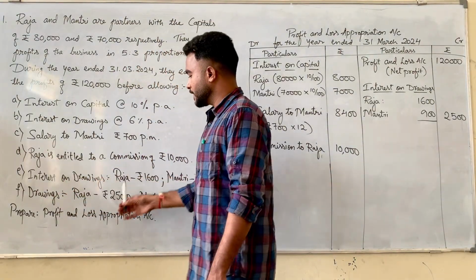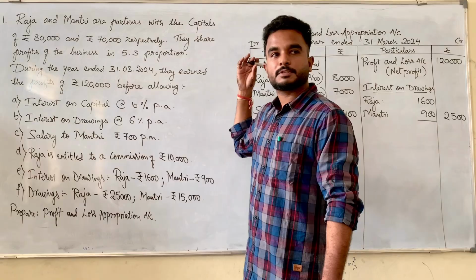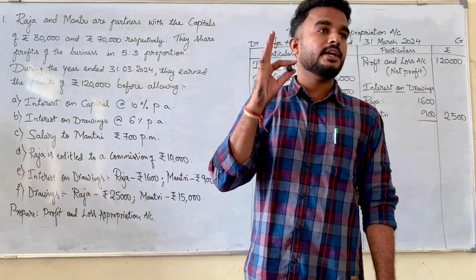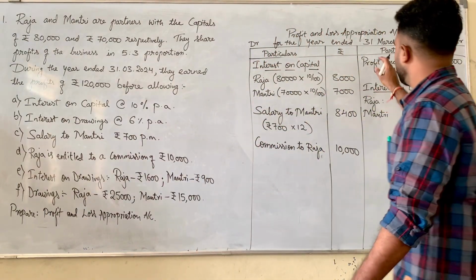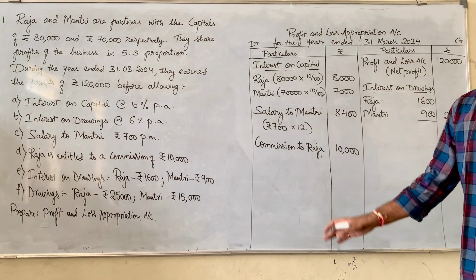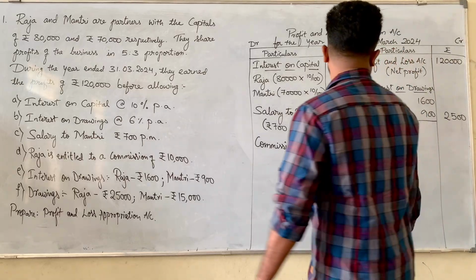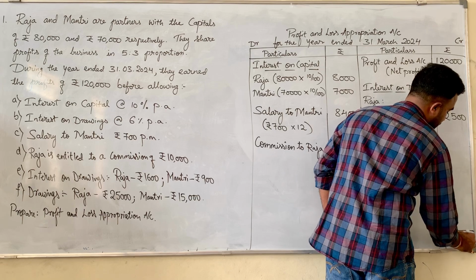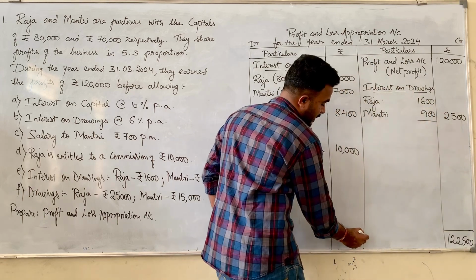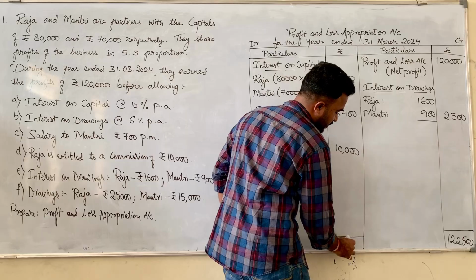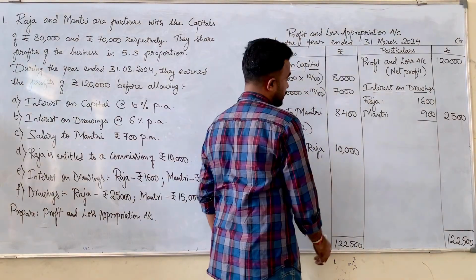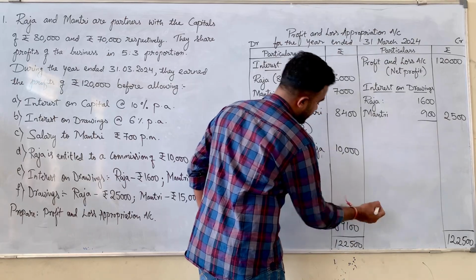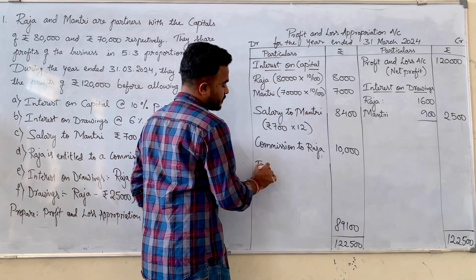Interest on drawings, we have taken drawings. Will you write drawings or capital in this profit and loss appropriation account? We have to write only interest on capital and interest on drawings. Now, after recording all the items relating to partners, check which side total is more. Credit side. How much is it? 1,22,500. Take this total on either side. 1,22,500, 1,22,500. What is the difference? How much? 89,100.